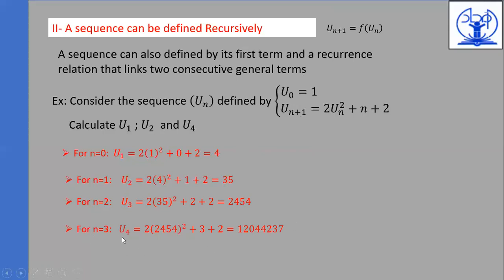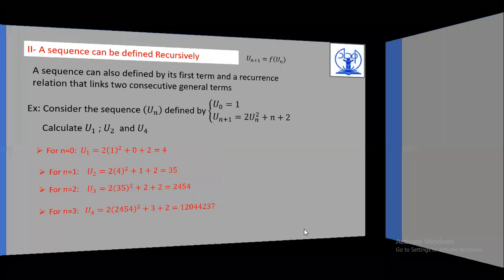So for n equals 3, u4 will be 2u3 squared plus 3 plus 2, and you will get the answer. There are two special sequences that you have studied last year.